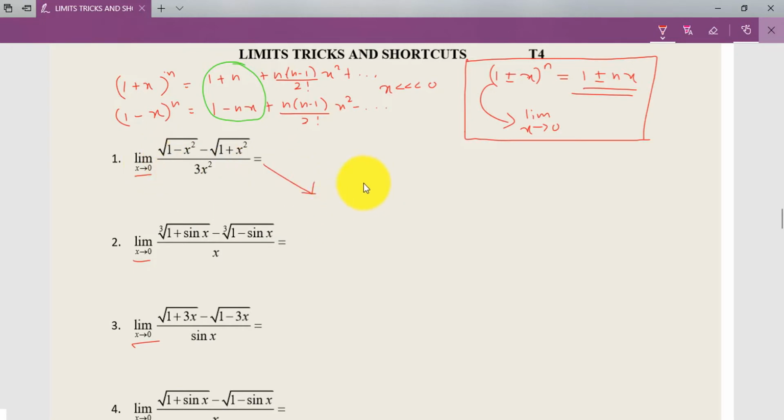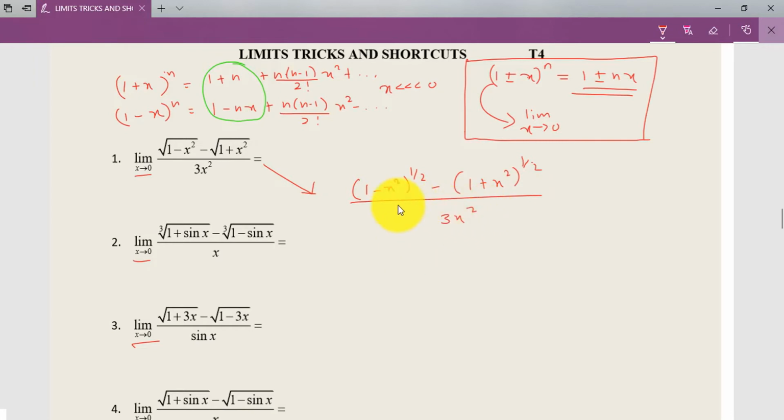Our first problem is of this form. This is all mental calculation. Explanation takes time, but evaluation will be very easy. Here I can write it as 1 plus x square to the power 1 by 2 minus 1 minus x square to the power 1 by 2, and in the denominator it is 3x square.